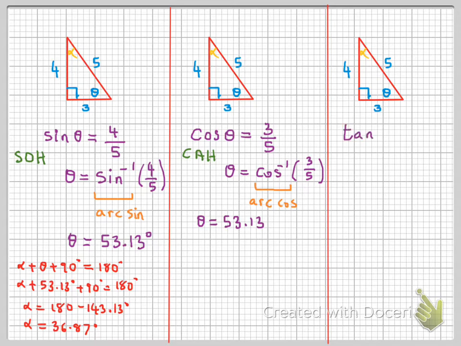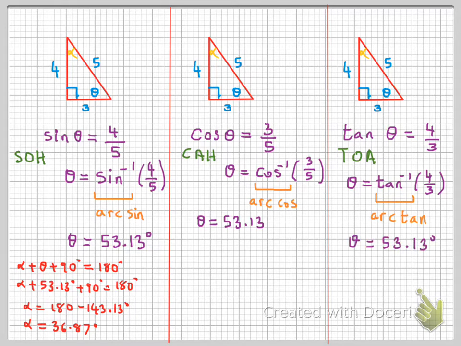We can do the same thing using the tangent trigonometric ratio in the right triangle. Tangent will be TOA, which is opposite divided by adjacent side. The opposite side to theta is 4, the adjacent side is 3, and theta will be the arctan of 4 over 3. And guess what? Theta is the same thing as we have obtained previously, 53.13 degrees. So it doesn't matter, as long as you have enough information, you can use sine or cosine or tangent to relate sides and angles in a right triangle.